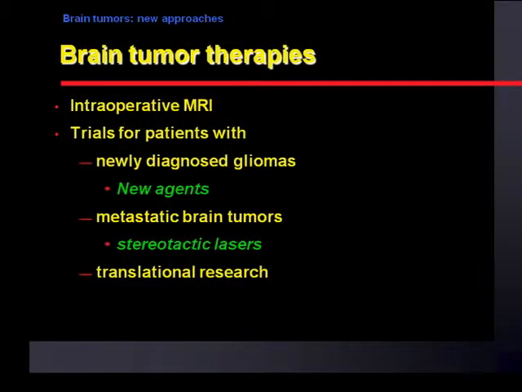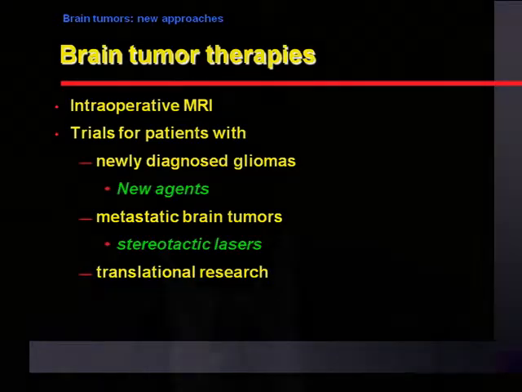So the different therapies I like to talk about are the use of intraoperative MRI in brain tumor surgery, as well as clinical trials for new agents to treat patients with newly diagnosed gliomas and with metastatic tumors.